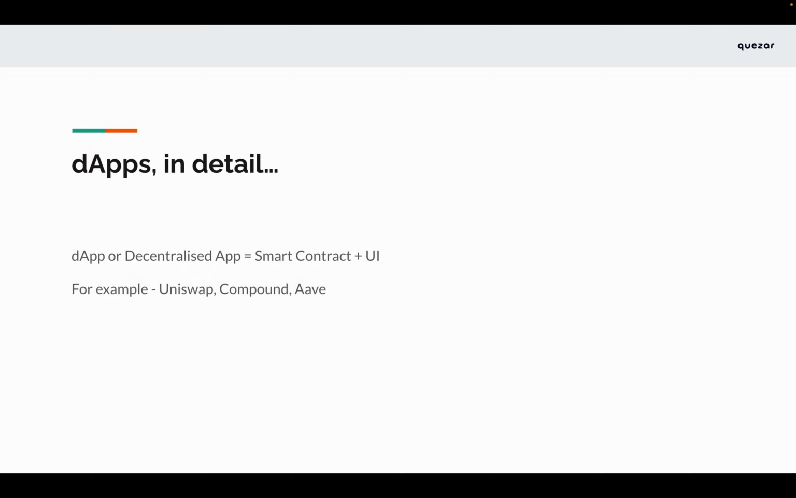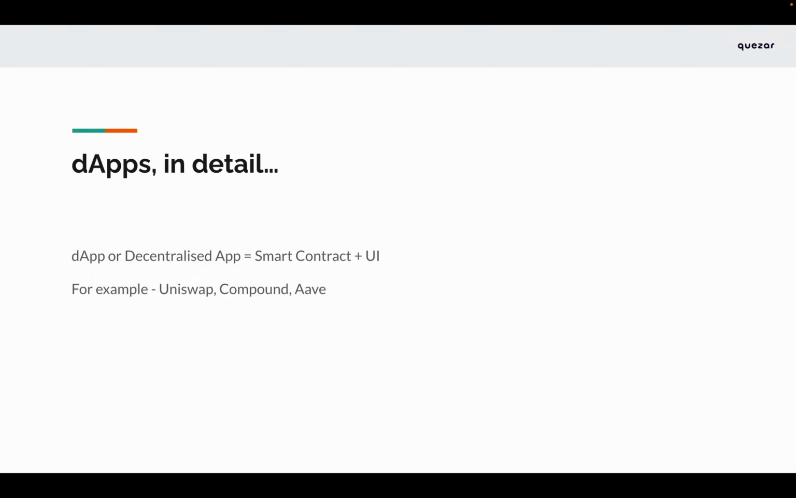In this video, we'll discuss dApps in detail. So, dApps or decentralized apps are a combination of smart contracts and a UI. Basically, the developer will write a smart contract and deploy it on a blockchain network, and then they'll also deploy a user interface on some service, and it interacts with that smart contract using some supporting library like web3.js.